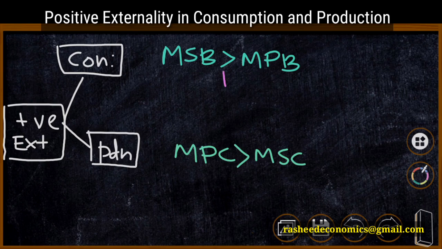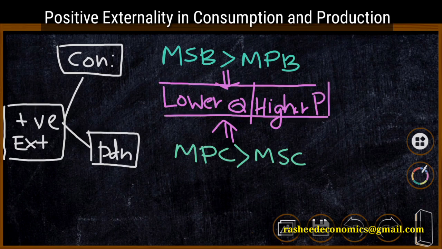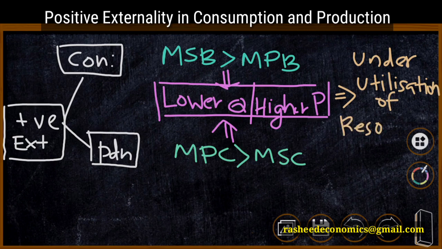The effect of these two conditions will be a lower quantity with higher price. If the economy is producing at the efficient condition, we will be having lower quantity and higher price. When there is lower quantity and higher price, definitely there will be underutilization of resources. That means underutilization of resources is the result of this positive externality in consumption and production, where marginal social benefit is greater than marginal private benefit in case of consumption externality, and marginal private cost is greater than marginal social cost in case of positive externality in production. It leads to underutilization of resources.